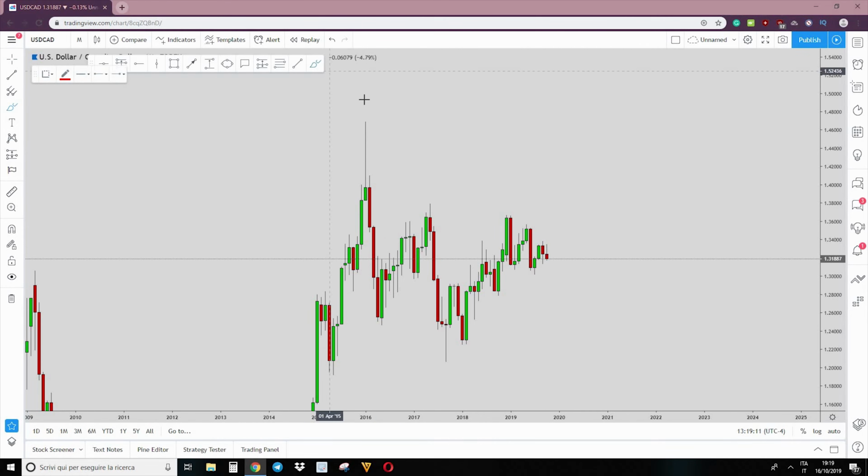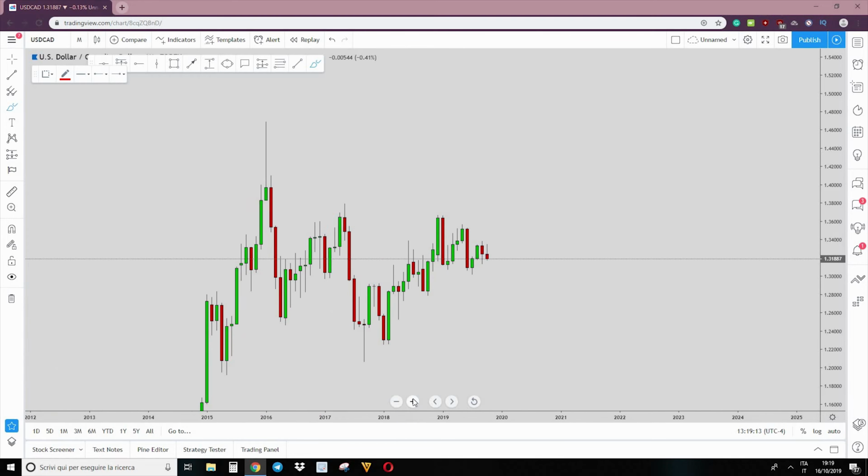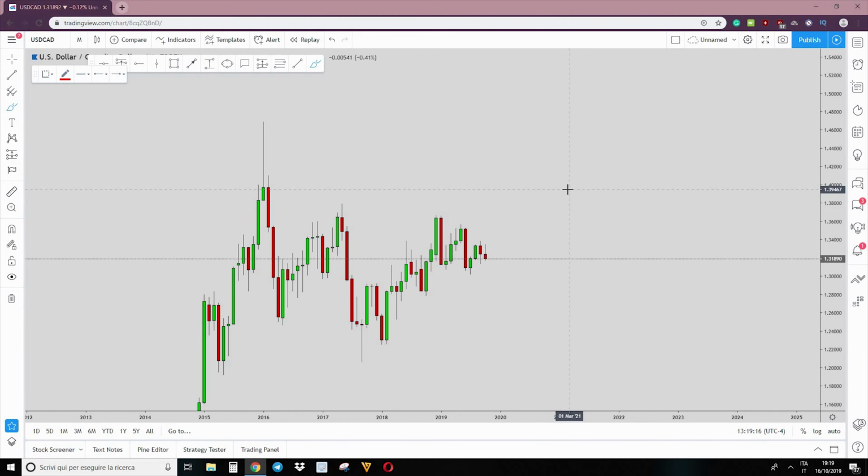So here from the monthly, we can see that we have a pattern inside a pattern, and the pattern we have is a bearish W. What do I mean by a bearish W? A bearish W is a variation of a channel. It's basically the pattern that creates a channel.